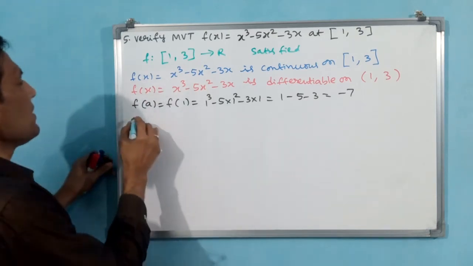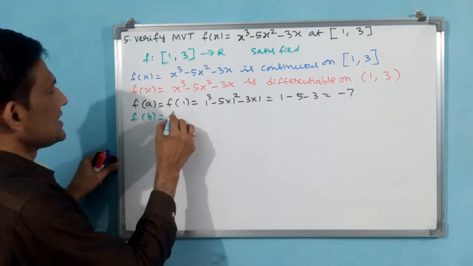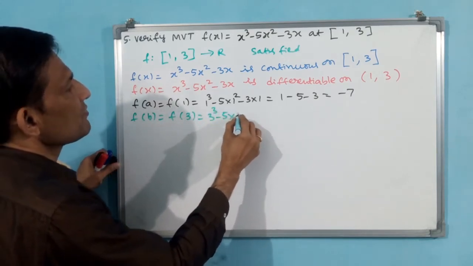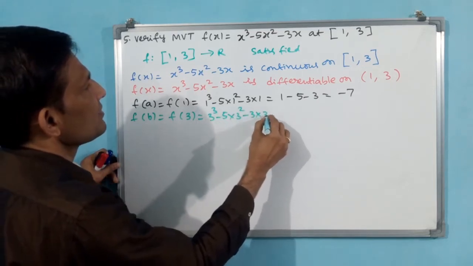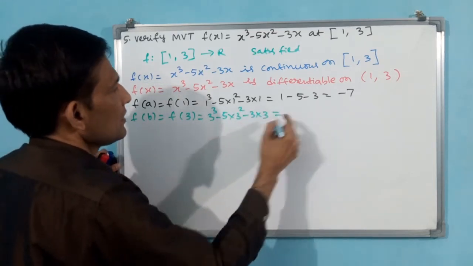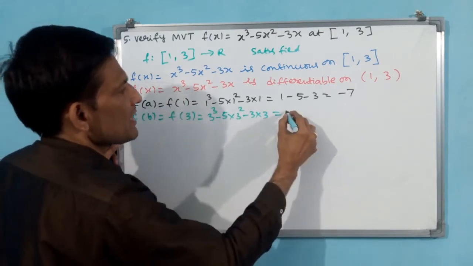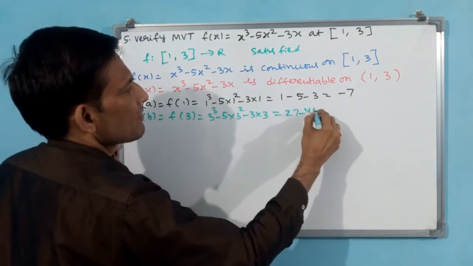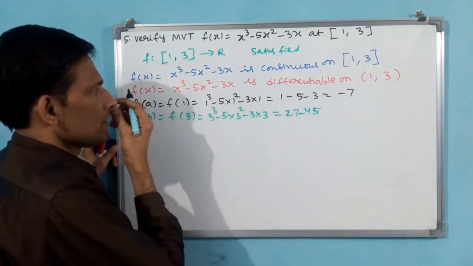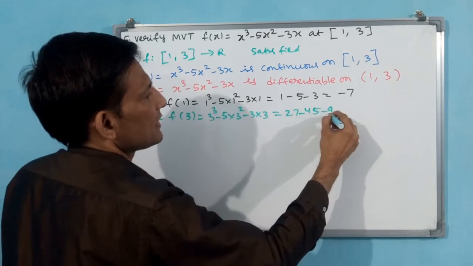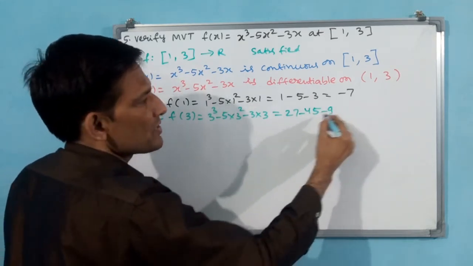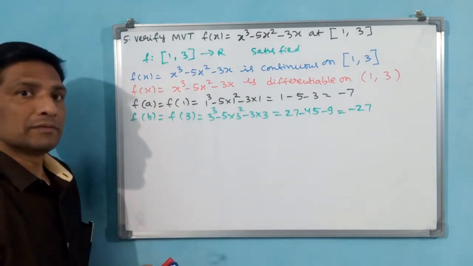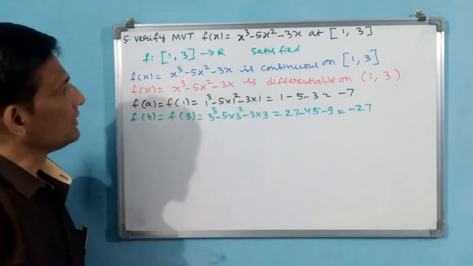Now go for f(b). f(3) = 3³ − 5·3² − 3·3. 3 cube is 27. 3 square is 9, times 5 is 45, minus 45. Minus 3 times 3 is 9, minus 9. So minus 54 plus 27 gives minus 27. Is it okay? Definitely okay.